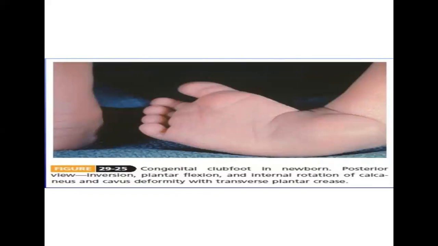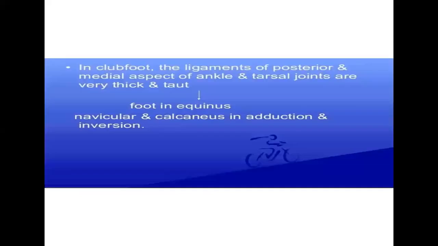Congenital clubfoot in a newborn, posterior view: inversion, plantar flexion, and internal rotation of the calcaneus, and cavus deformity with a transverse plantar crease. In clubfoot, ligaments of the posterior and medial aspects of the ankle and tarsal joints are very thick and taut. Foot in equinus, navicular and calcaneus in adduction and inversion.